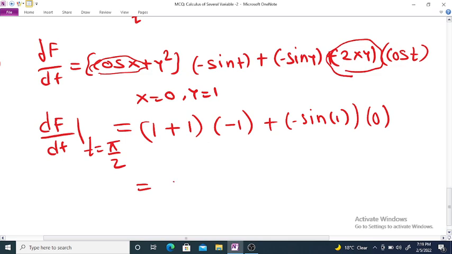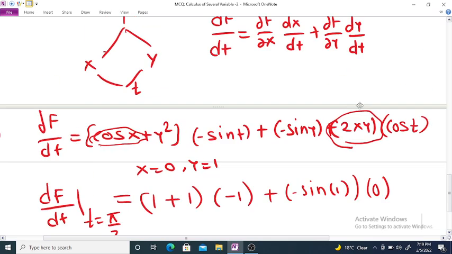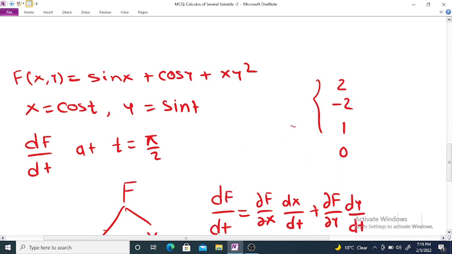So the answer is what? 2 times minus 1 is equal to minus 2. So the correct option is minus 2.